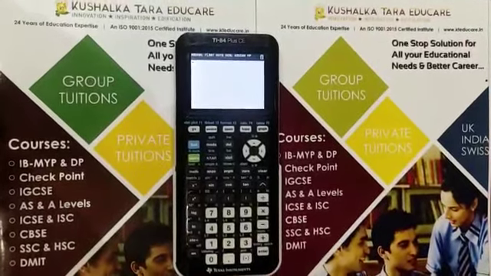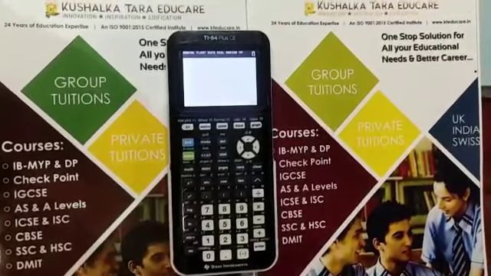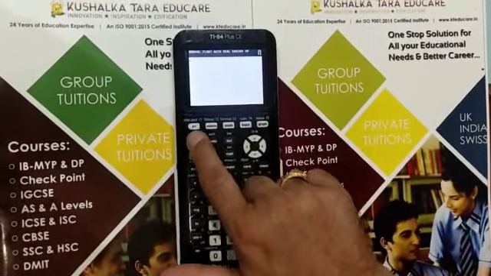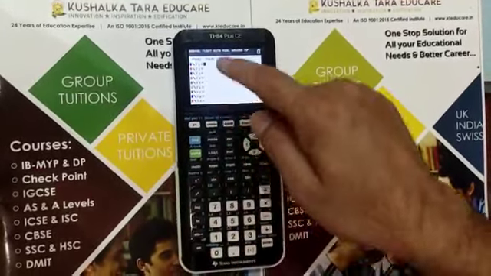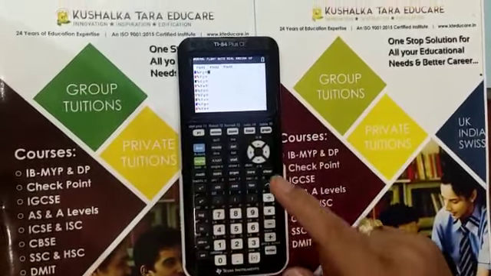Hello everyone, let's now quickly see how to plot a graph on your graphing calculator, the TI-84 Plus CE. You can see over here the Y= button. Press that and you'll get various equations. You can plot one equation, or you can plot multiple equations.